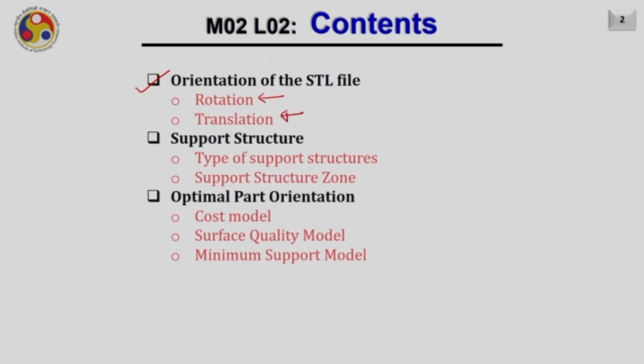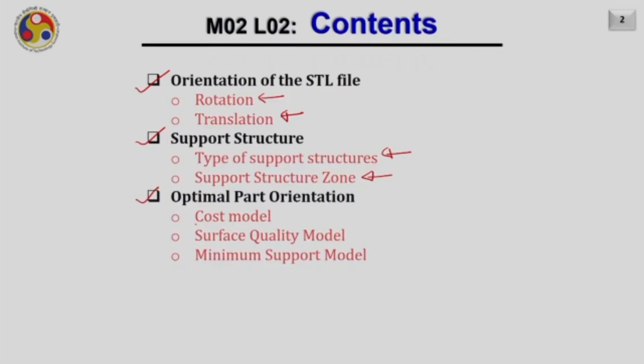Also, we shall discuss the support structures, the different types of support structures, and the zones where support structures are required. We shall also discuss the optimal part orientation, which can be obtained by a cost model, a surface quality model and a minimum support model. Now, let us first discuss the rotation of STL files.